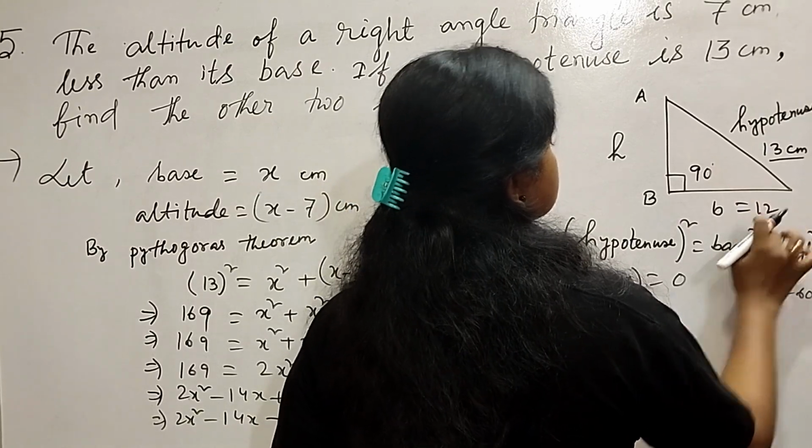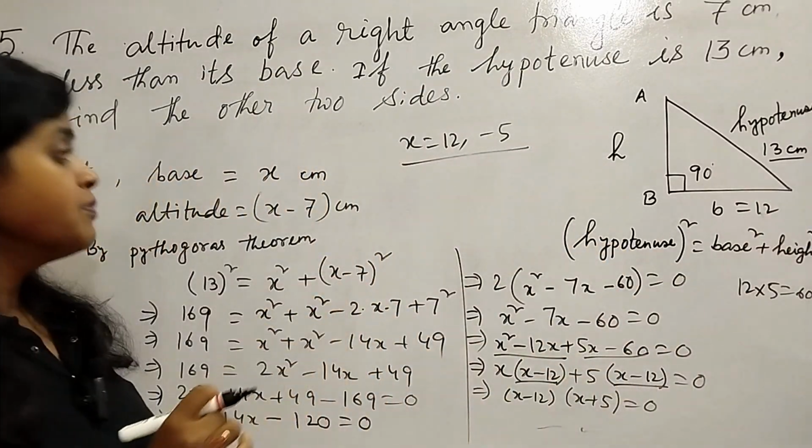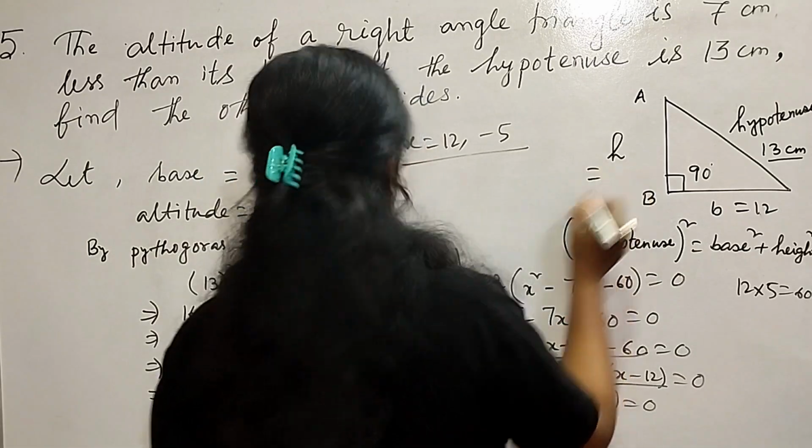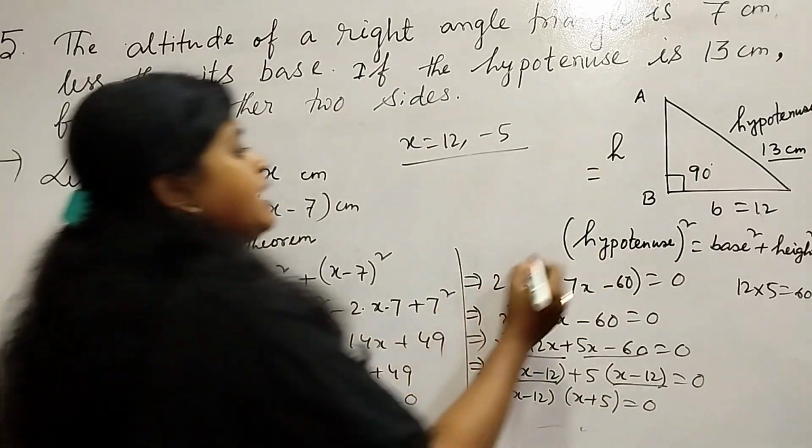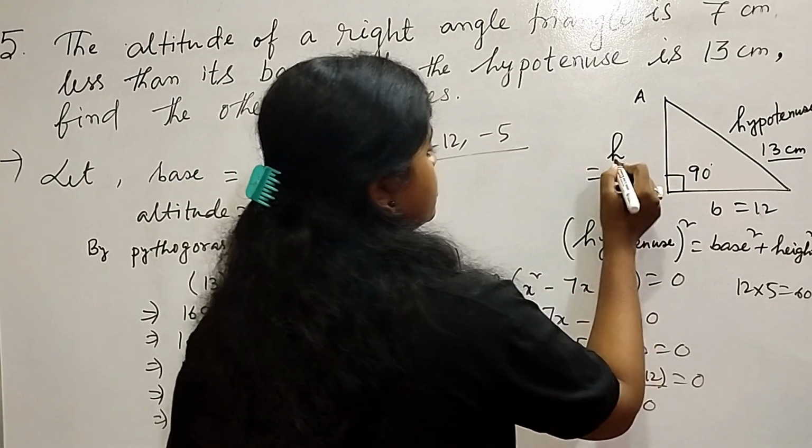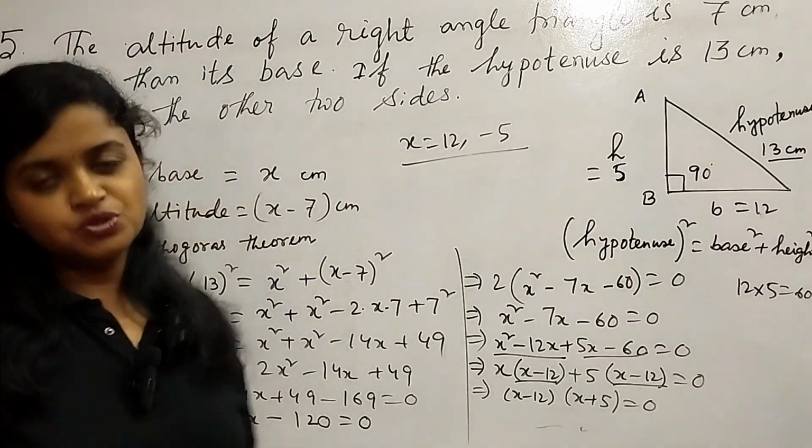And what will be its height? Altitude, you can say. So 12 minus 7, that is 5. So altitude is 5 and base will be 12 here.